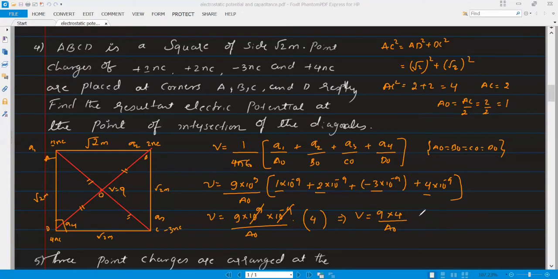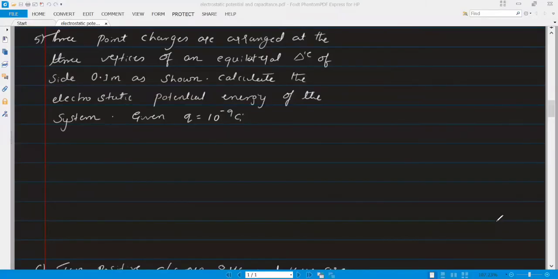So this can be written as 9 4s, that is 36, divided by AO, which is 1. So this is going to be 36 volt, or joule per coulomb. This is how to solve this problem. Okay, now let us go for this fifth problem.